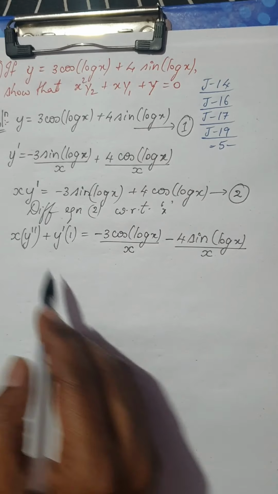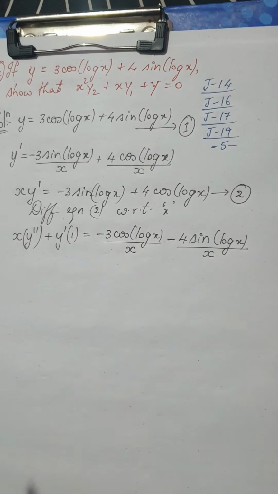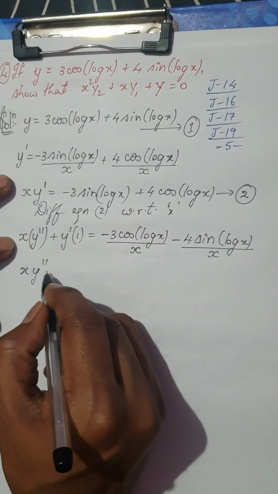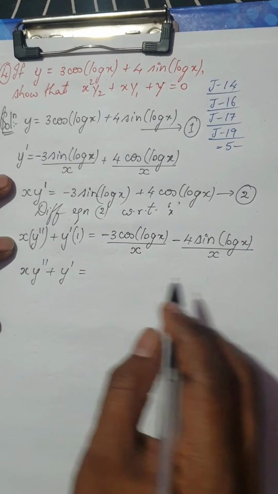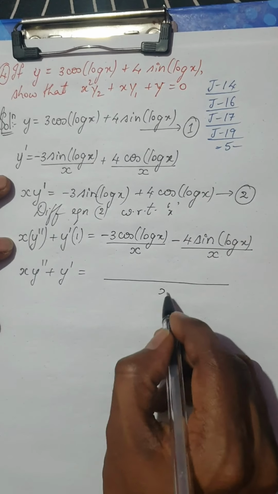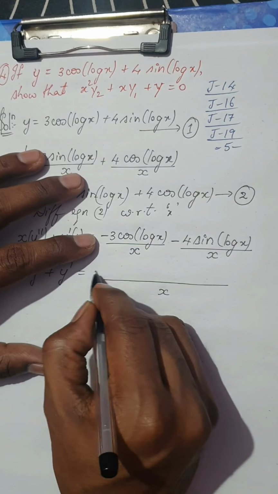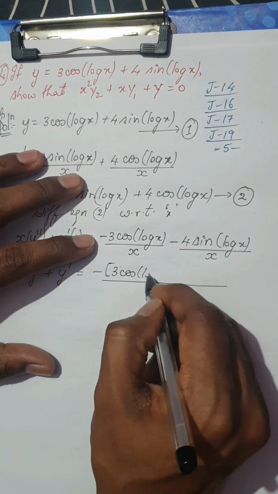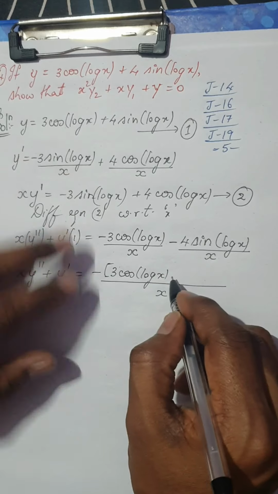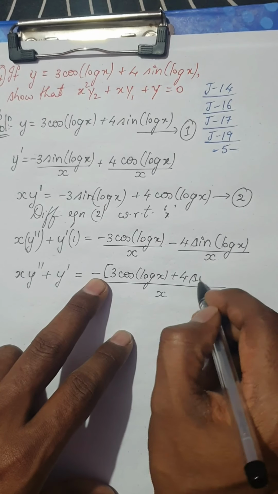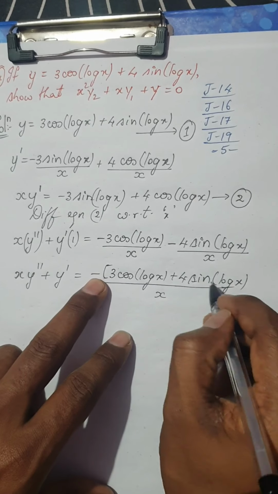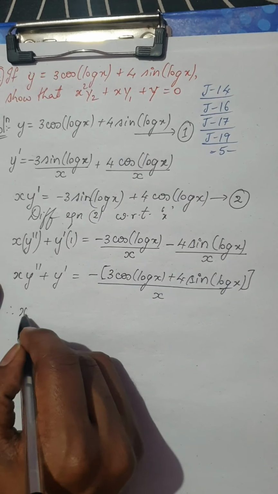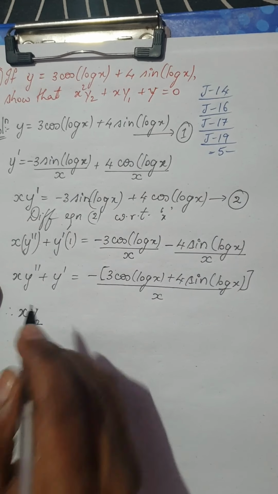Now again multiplying x throughout. Okay. Or else let us do some simplification here. So x into y double dash plus y dash is nothing but, let me take a common denominator x here. Now in both the terms I have negative common. So okay, so what I have, 3 times cos of log x. Okay, now minus is taken outside, so I'll get 4 times sine of log x. Is it clear?